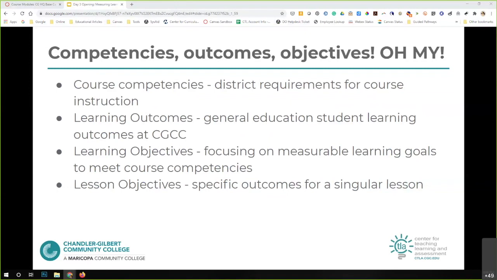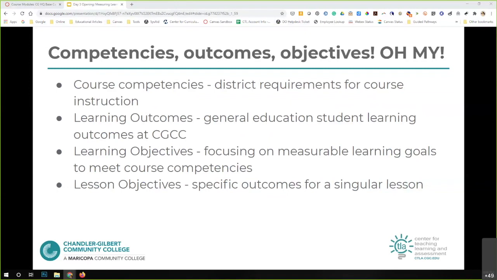So that's usually the high level of a learning objective. The course competency is that overarching competencies that we're expected to teach to over the course of the semester.